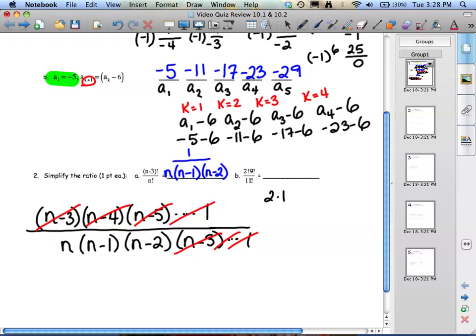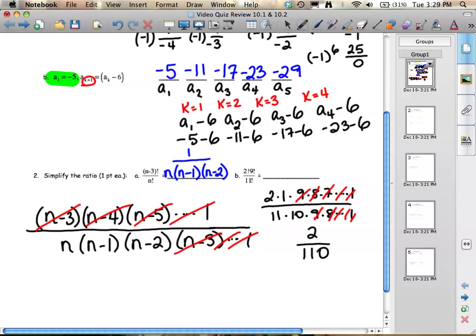2 times 1. 9 factorial is 9 times 8 times 7, all the way down to 1. 11 factorial is 11 times 10 times 9 times 8, all the way down to 1. And what you want to look for is this 9 and the 9, the 8 and the 8, all the way down to 1 cancels. And so you're left with 2 times 1 is 2, 11 times 10 is 110, and if you simplify that fraction, you can use your calculator, you'll get 1 over 55. So I will expect that you understand factorials.